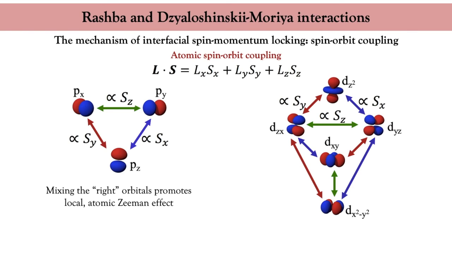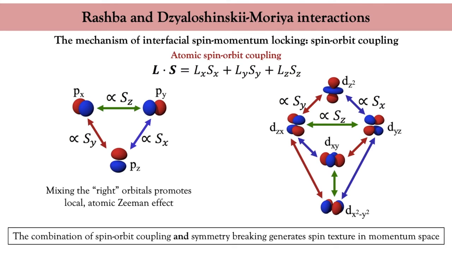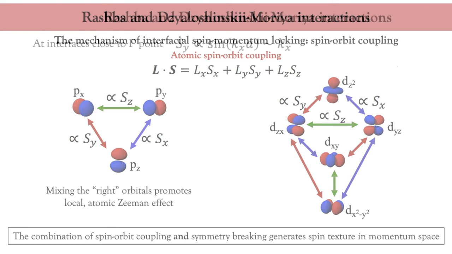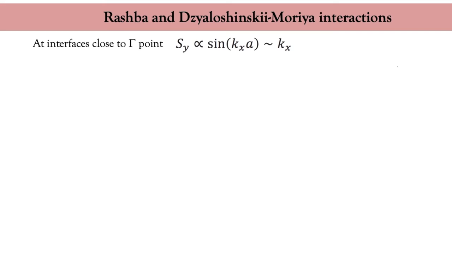I won't enter into the details, but I want to emphasize that orbital mixture at interfaces leads to non-trivial spin texture in momentum space, leading to fascinating effects such as the Rashba effect and the Dzyaloshinskii-Moriya interaction. In the previous example, I showed that in the diatomic chain with p orbitals extended along x, I expect a spin moment along y, proportional to the sine of kxa. So close to the gamma point, when the momentum is small, this means that Sy is proportional to kx.